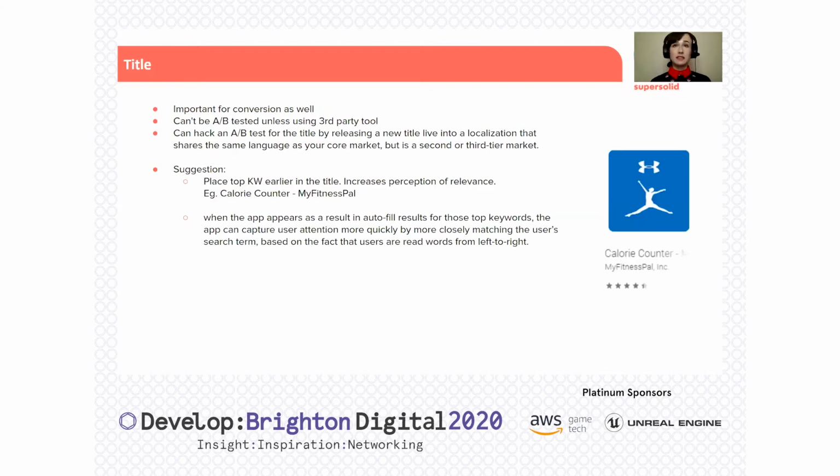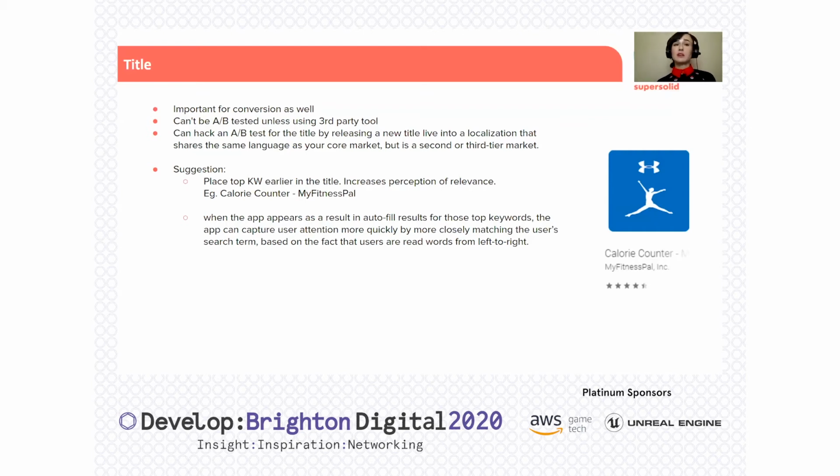Title. Title is very important for conversion as well as keywords. It can't be A/B tested, unlike a lot of other things on the Google console. So you would actually need to use a third-party tool, or for example, release a new title in a localization that shares the same language, but is a second or third tier market to you, and see how it performs there. But yeah, generally there are some suggestions.